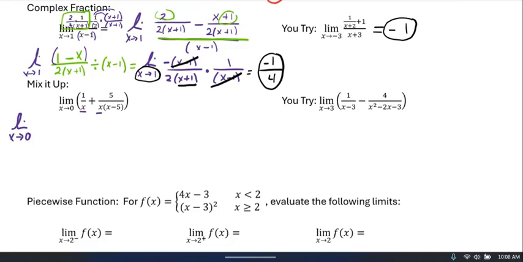So let's continue. I'm going to multiply the first fraction, 1 over x, times the missing factor, x minus 5 over x minus 5. And then I'm going to keep the second fraction, this piece over here, all the same. That's 5 over x times x minus 5. Now I'll have a common denominator. So let's work through that.